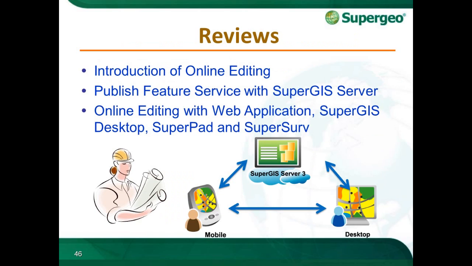So let's do a quick review of this lesson. We introduced online editing. We told you what online editing is, and also the pros and cons. And also we told you how to publish the feature service with the SuperGIS server and use different clients. Do some online editing with the web application, with SuperGIS Desktop, SuperPad, and SuperSurv, which is very easy to use, and all have different operations, but it's very easy to use, and you can use this to save a lot more time when you're in the field.